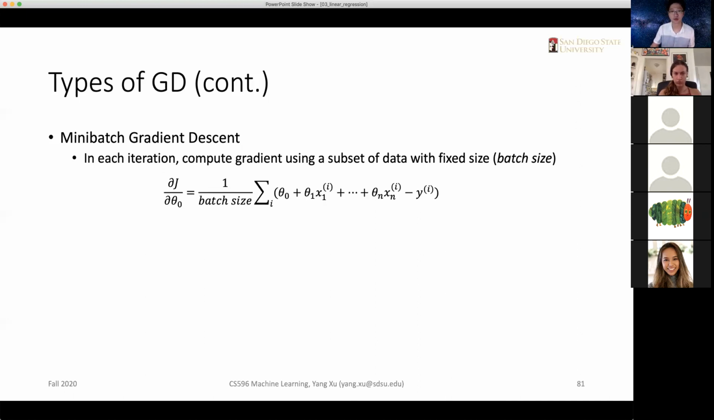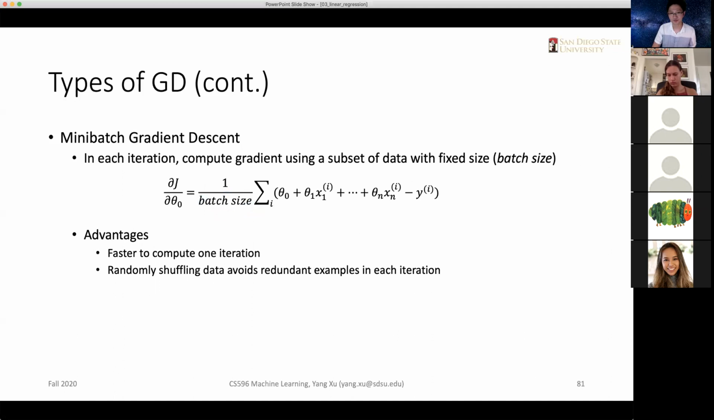The difference here is that we don't use the 2n, we use the batch size because we don't include all data points. And the advantage is that it's obviously faster, right? Also, if we randomly shuffle the data sets, it avoids using redundant examples in each iteration.